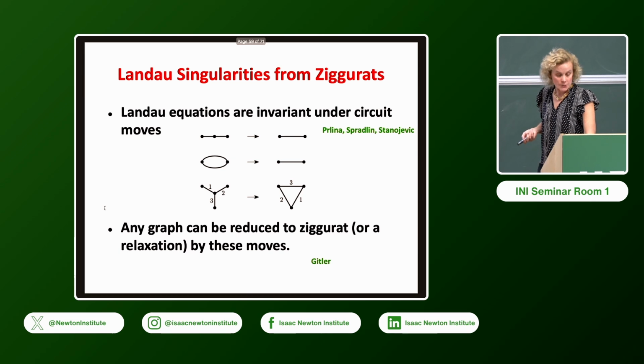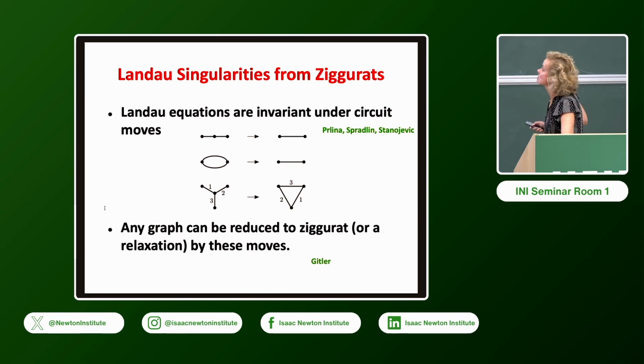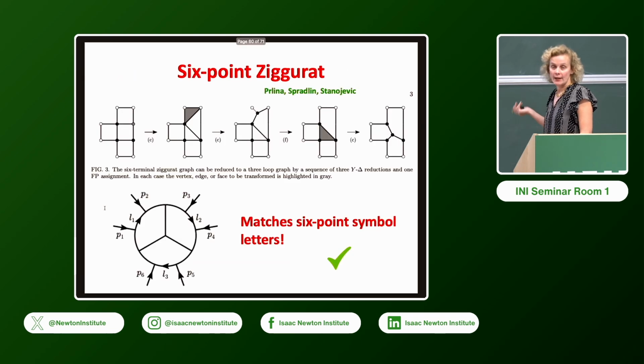So these are special types of ziggurat graphs. So there was a work by this mathematician who showed that any graph in a massless theory can be reduced to a ziggurat by a sequence of moves like this. And they observed that for 6 points, the Landau equations are invariant under such moves. So by this, it looks like you can just start with ziggurat graphs and compute their Landau singularities, okay? Which is pretty cool, because these are simpler things to compute.